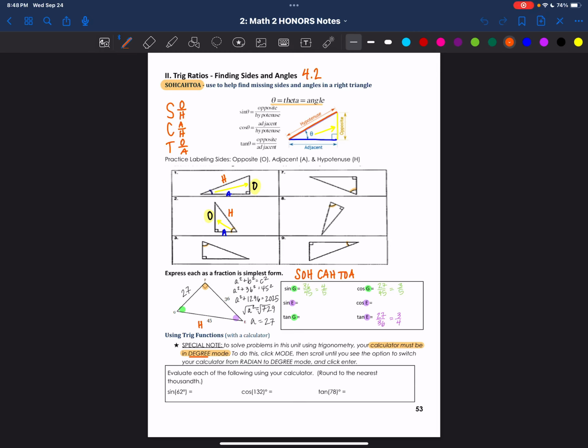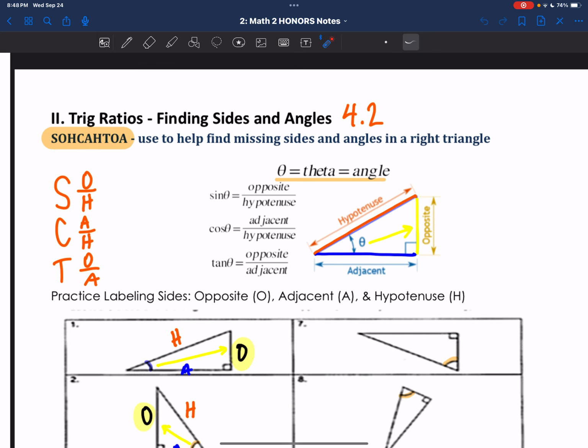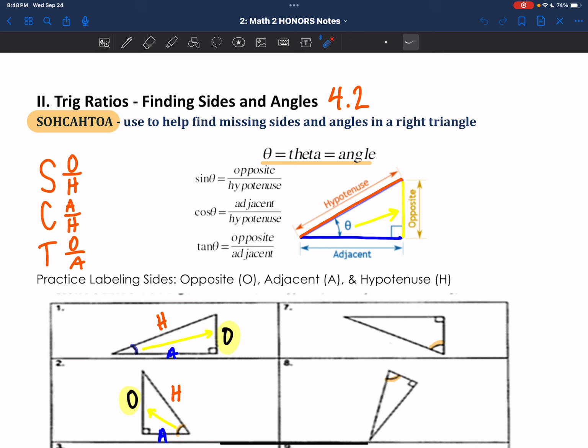All right, today what we're going to be talking about are trig ratios, finding the side and the angles. One of the things that we can use, it's a little mnemonic to help you remember, is SOHCAHTOA. So we can use that to help find missing sides and angles in a right triangle. There are some important terms that you need to understand.